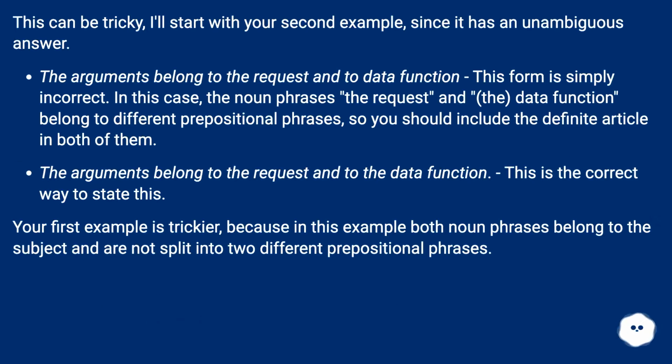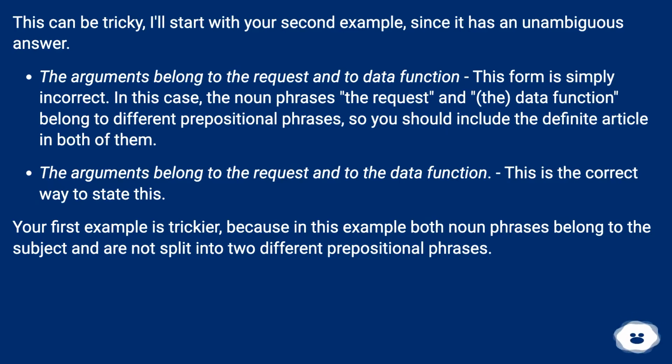This can be tricky. I'll start with your second example, since it has an unambiguous answer. The arguments belong to the request and to data function. This form is simply incorrect. In this case, the noun phrases the request and the data function belong to different prepositional phrases, so you should include the definite article in both of them. The arguments belong to the request and to the data function. This is the correct way to state this.